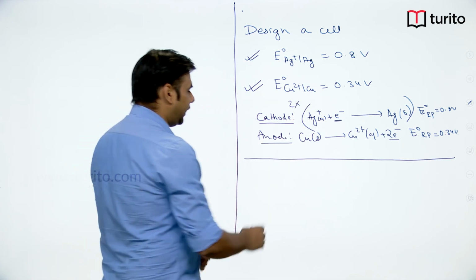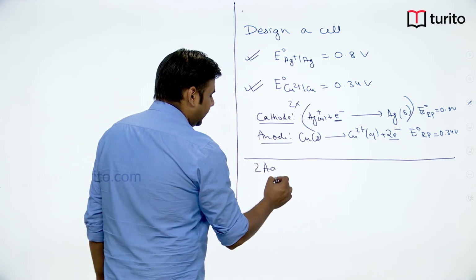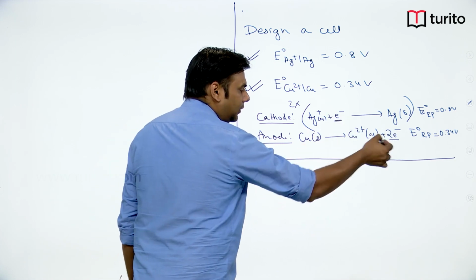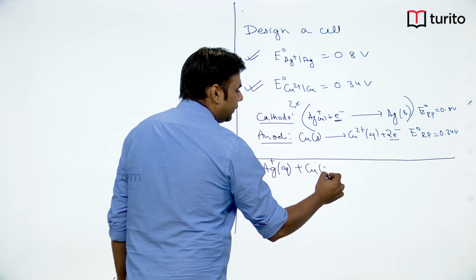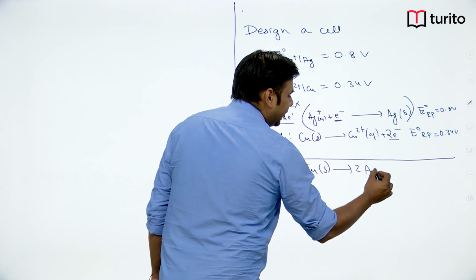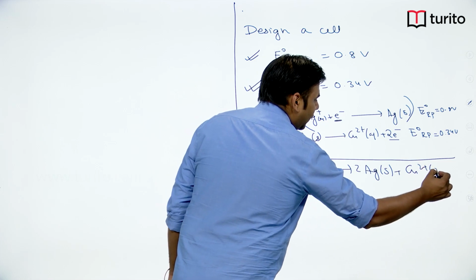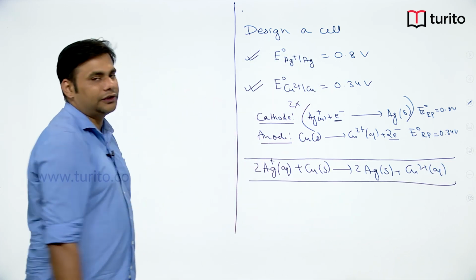When you multiply this with 2, this will become 2 Ag plus aqueous plus 2 electrons. These will get cancelled out, plus copper solid, will change into 2 Ag solid plus copper 2 plus aqueous. Hope this is clear to you.